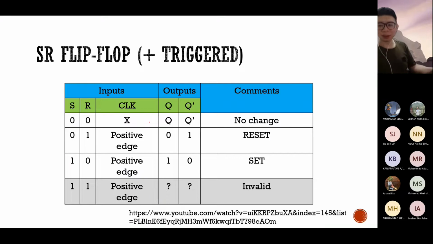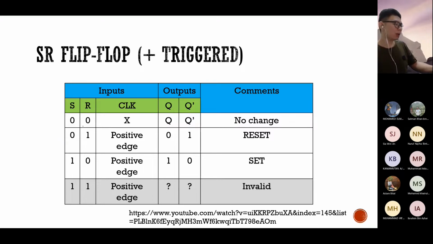This is how the SR flip-flop positive edge truth table would look. Let's take a look at 0, 0 over here. If you give a value of 0 and 0 to the S and R pins, but you do not have a trigger in the clock, in other words the clock is at a level, either logic 0 or logic 1, then there's no trigger, so the output will not change at all. The output Q will remain at Q.